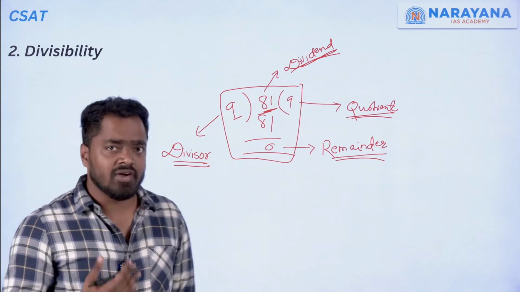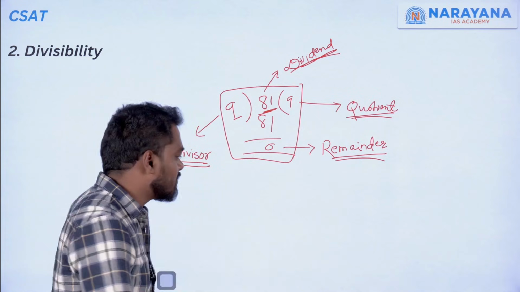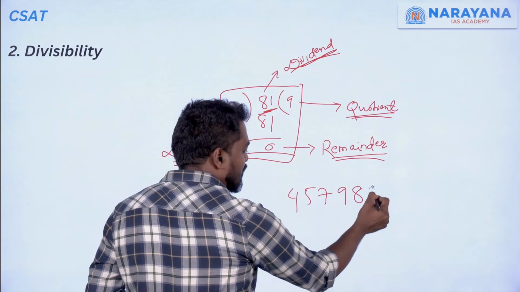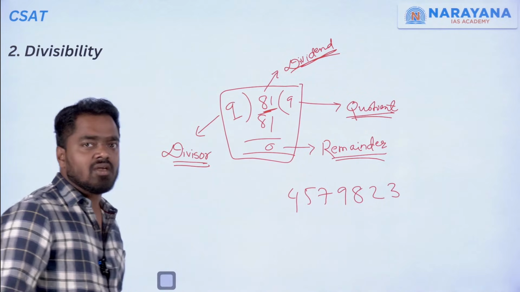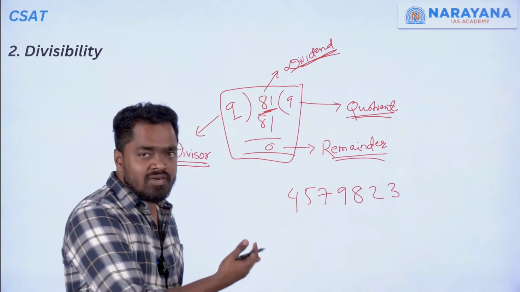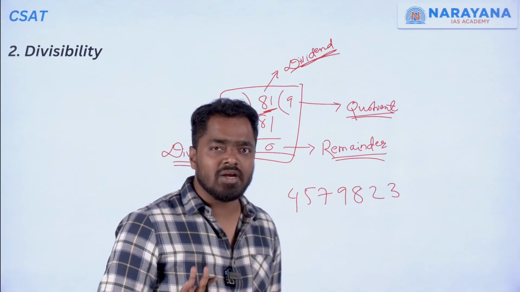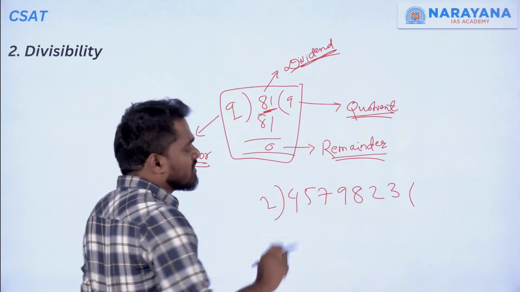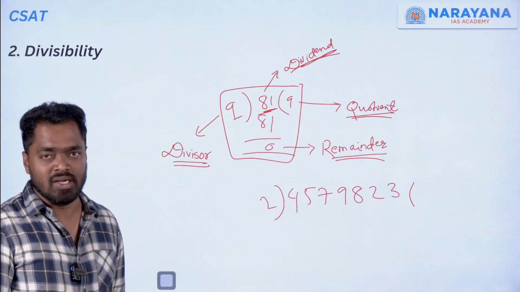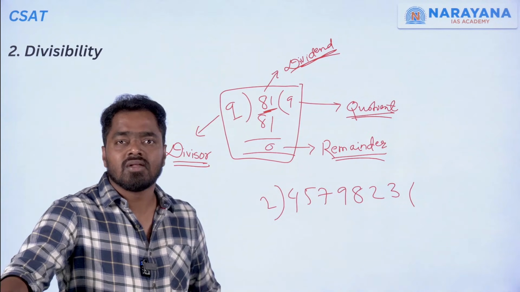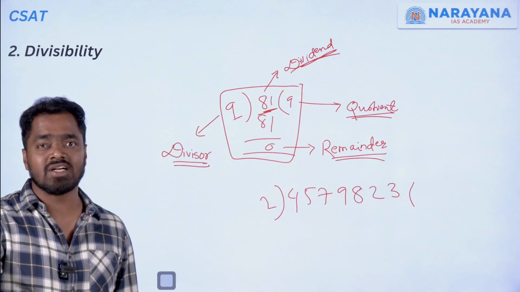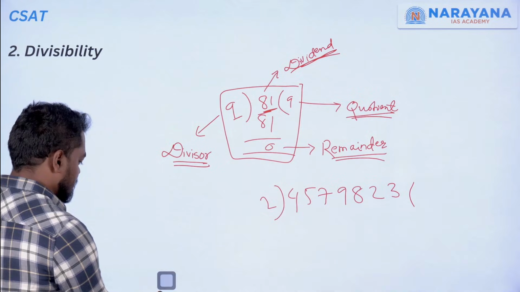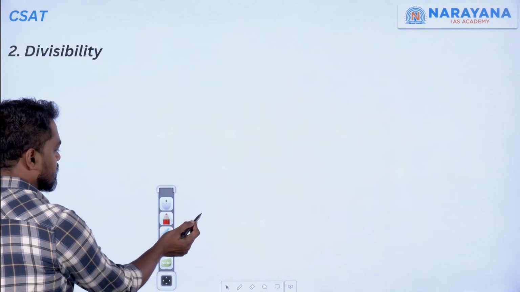Now if I give you a very big number, for example 4579823, I will ask you, tell me whether this number is divisible by 2 or not. Every single time you cannot do this process, right? That will be time consuming. So for that purpose, there are things called divisibility rules. So we will discuss divisibility rules next.